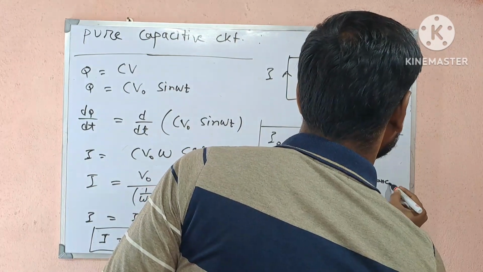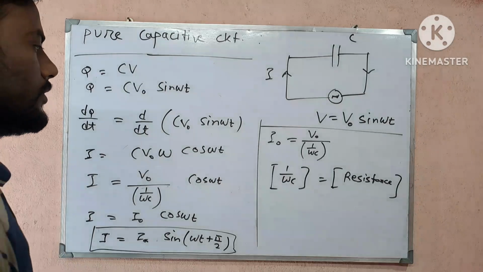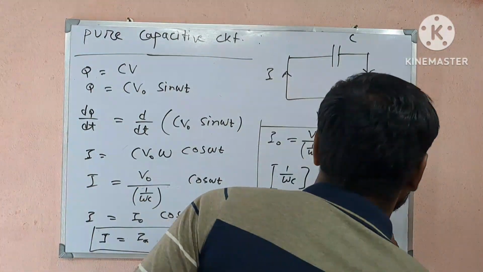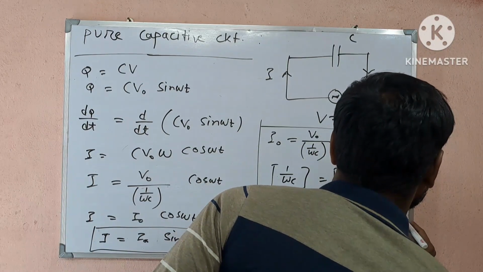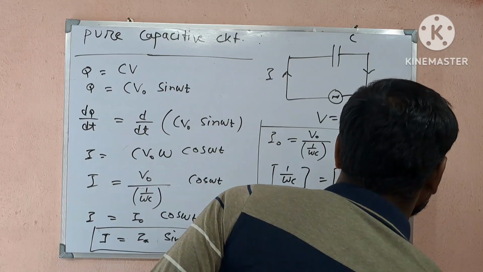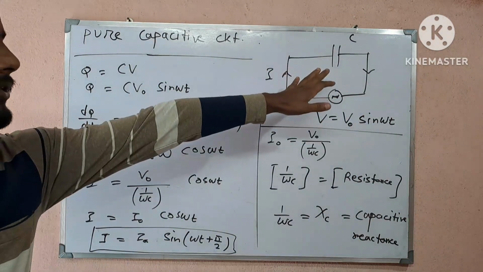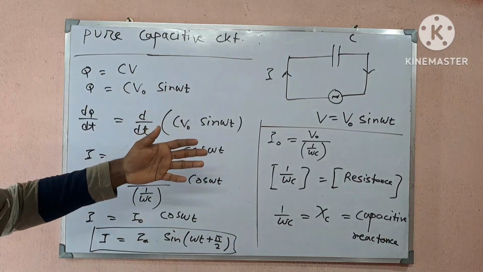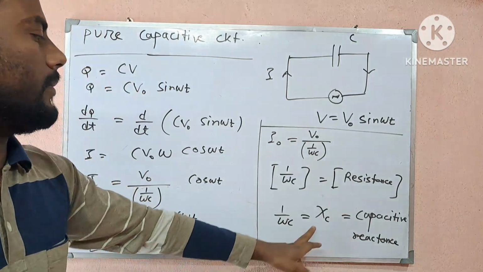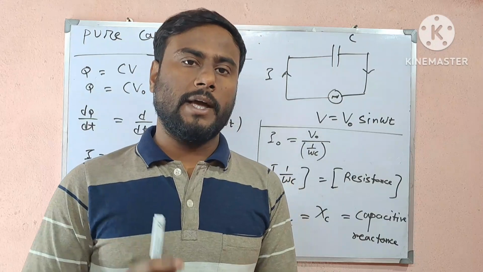So what is the nature of the term 1 by omega C? It is basically resistance, opposition. So the 1 by omega C term is known as X C. This is known as capacitive reactance. So what is capacitive reactance? When AC current flows through a capacitor, the amount of opposition offered by the capacitor is known as capacitive reactance. It is represented by the symbol X C, its unit is ohm, and its dimension is equal to the dimension of resistance.